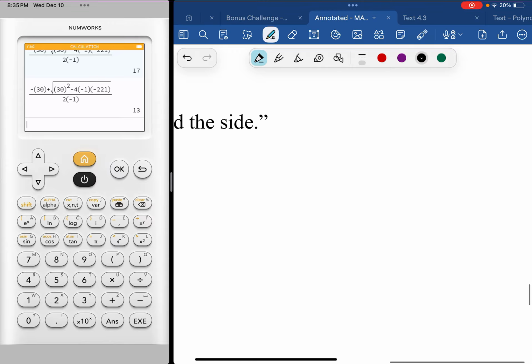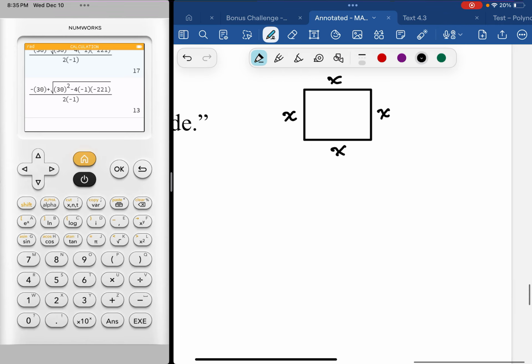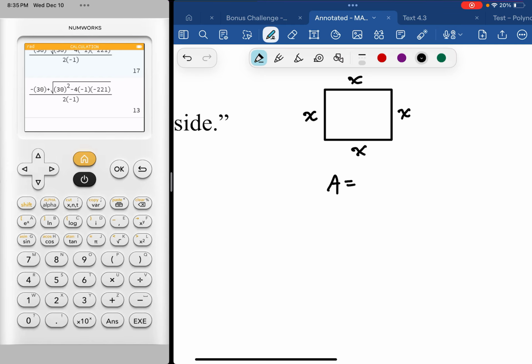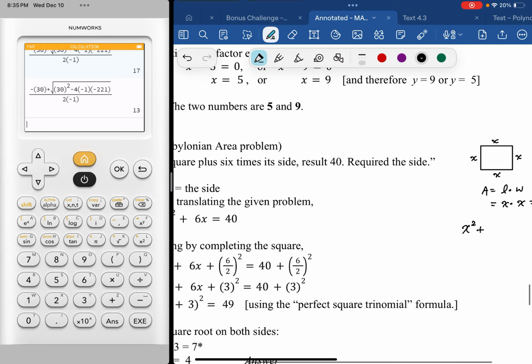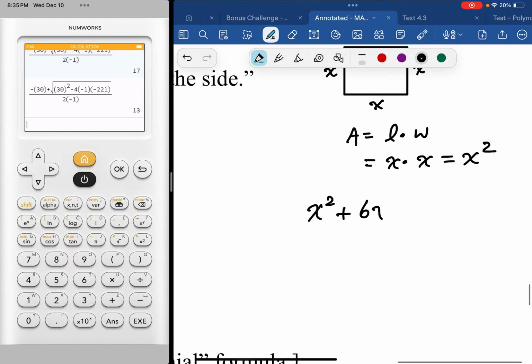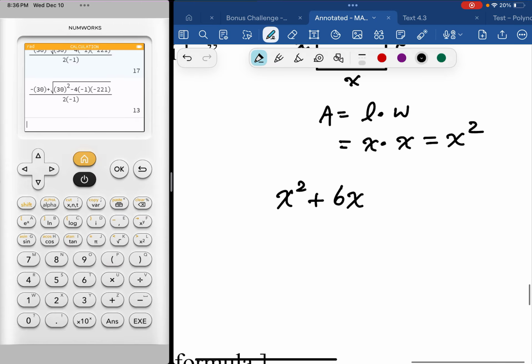Now, if I draw out a square and I call one length x, then all the lengths are x. So it's saying the area of a square, area is equal to length times width. So x times x, which would be x squared. All right. The area of the square plus 6 times its side, 6x, results in a 40.